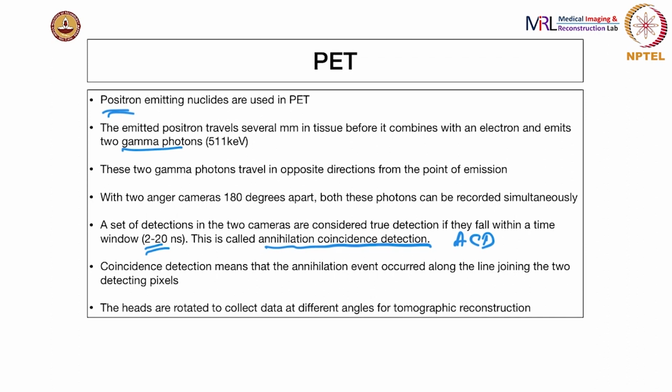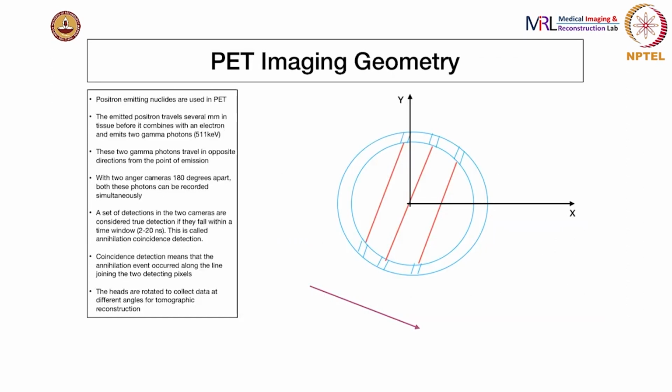Again, similar to SPECT and to X-ray CT, the heads are rotated to collect annihilation data at different angles, and once again there is a tomographic reconstruction formulation. So you get cross sections of the radiotracer activity concentration. For instance, here is the PET imaging geometry. You can think of this as akin to a projection. This is the axis along which you have the projection.